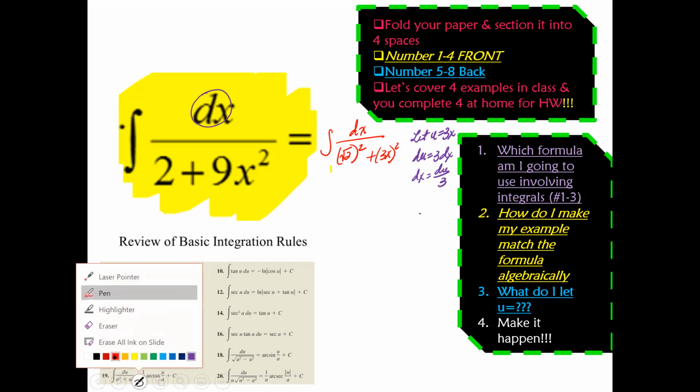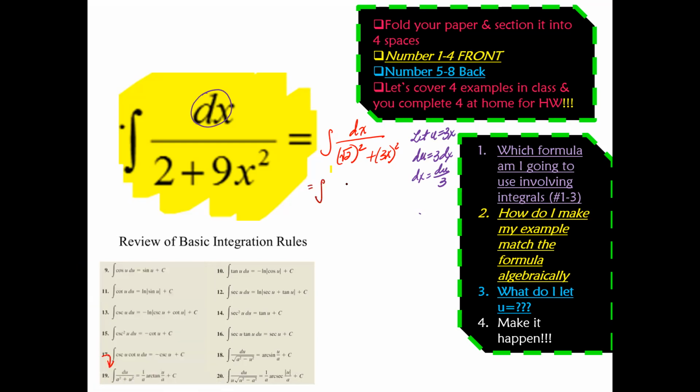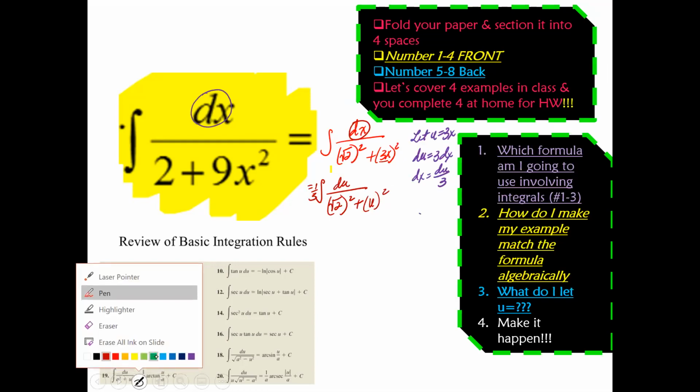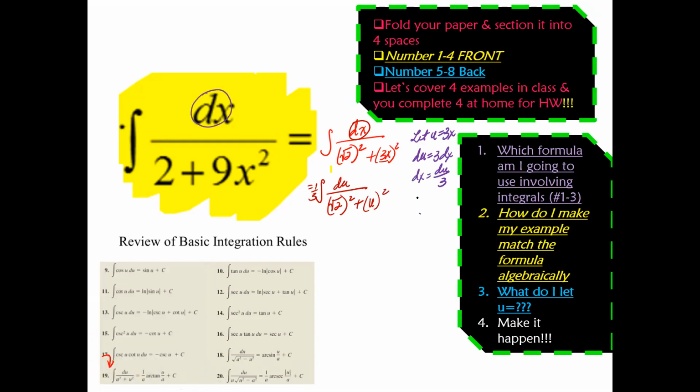So once I have that, let's go ahead and rewrite it. I have a 1/3 on the outside. Change the dx with the du. And then I have a square root 2 squared plus 3x, which is going to be a u squared. Okay, so now that I have everything in terms of u, I can go ahead and match the a's. Now I know my a is going to be square root of 2, and then my u, in this case, is just going to be 3x. All right, everything is matched perfectly.